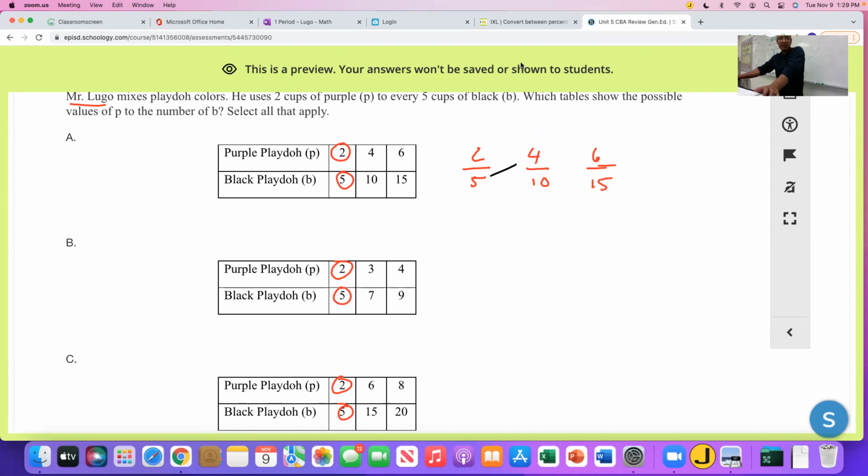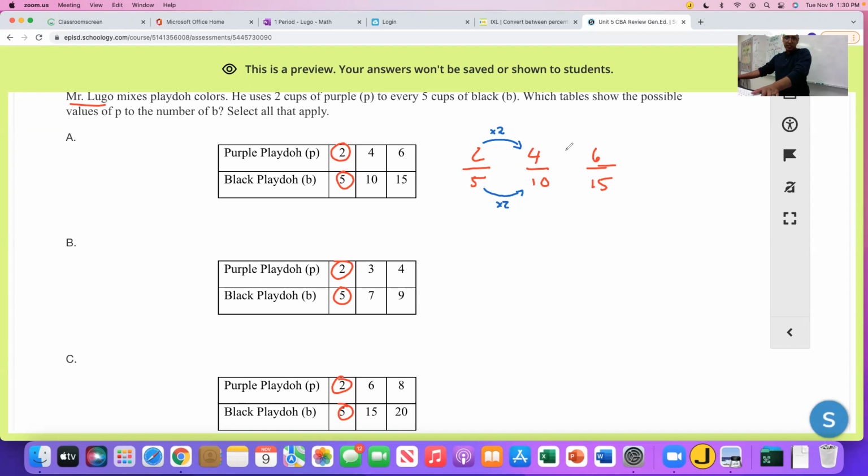Now, another thing you could have done, ladies and gentlemen, is use scale factors, meaning by what factor can I multiply 2 by to get 4? Well, that would be 2 times 2. Now, if these 2 are equivalent, then I should be able to multiply the 5 by the same factor, times 2, and that should give me the denominator of the next fraction, which is indeed 10. 5 times 2 is 10, 2 times 2 is 4. That works.